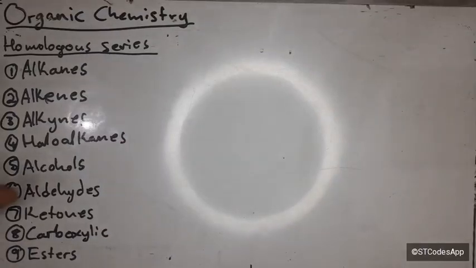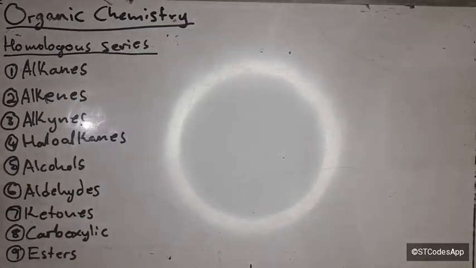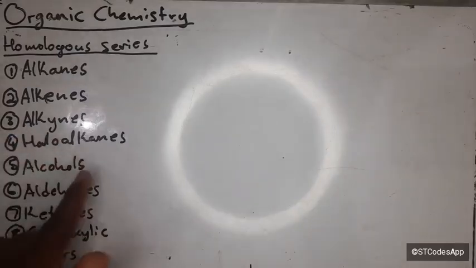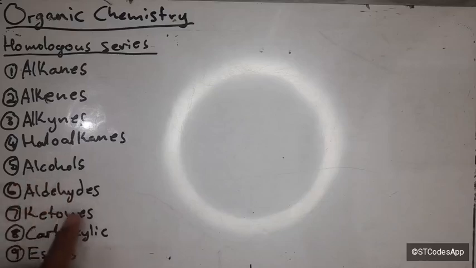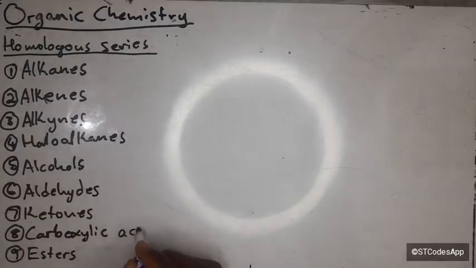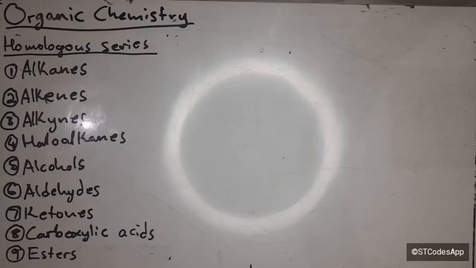Number 1, alkanes. I've said something about the alkanes before. An alkane is a type of homologous series. It's one of the homologous series. Then it's alkanes, alkenes, alkynes, haloalkanes, alcohols, aldehydes, ketones, carboxylic acid, then esters. These are the nine homologous series we're going to be dealing with in this whole section.